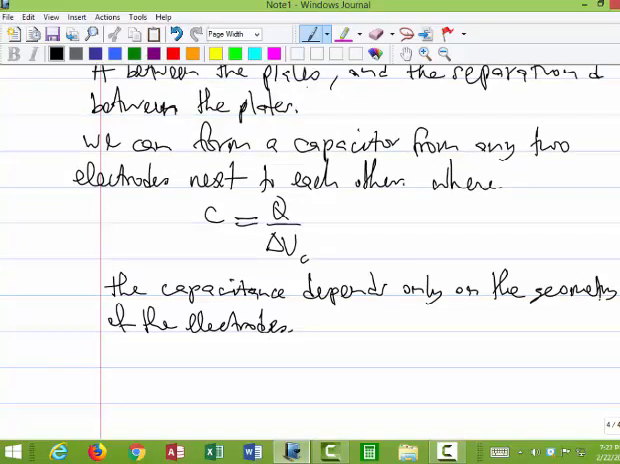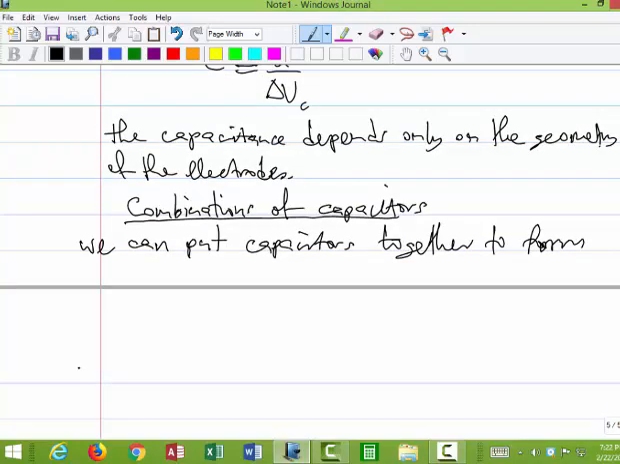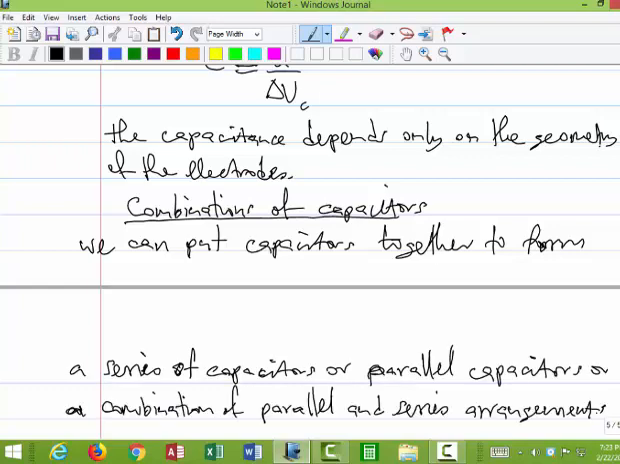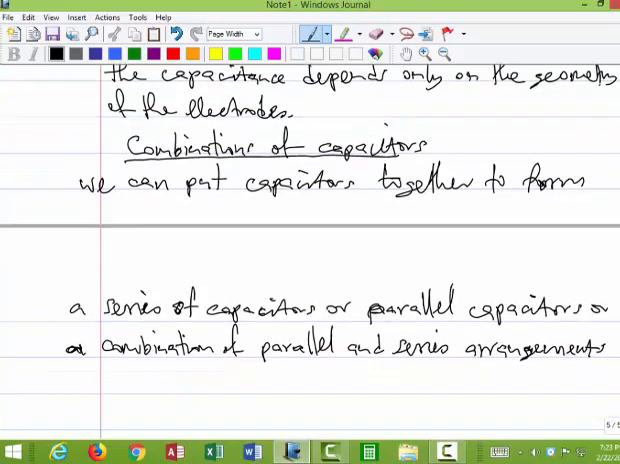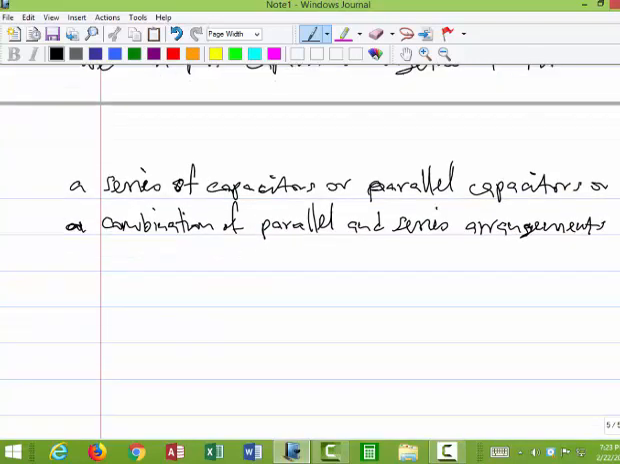So let's look at combinations of capacitors. We can put capacitors together to form a series of capacitors, or parallel capacitors, or a combination of parallel and series arrangements. Okay, so let's look first at the parallel arrangements.